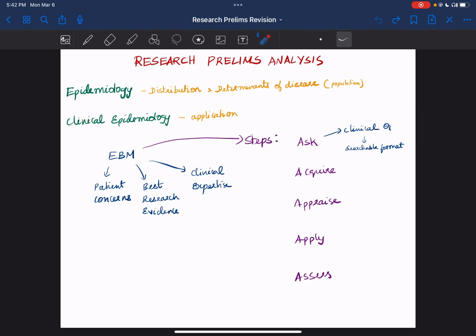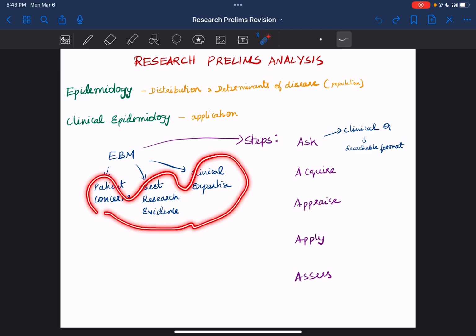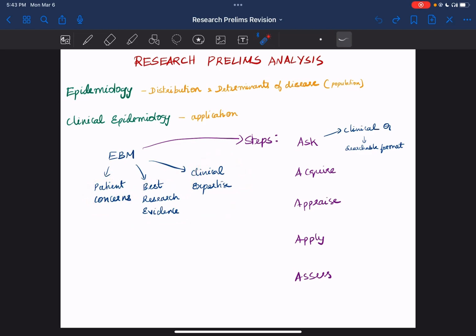Now, there is this method called evidence-based medicine. Okay, this evidence-based medicine is based on three factors: patient concerns, best research evidence that is available, and then clinical expertise. When we apply all these three together, that is called evidence-based medicine. Now, in one of the evaluation exams, there was a question asking which one of the following is not a factor in evidence-based medicine. And one of the options was social concerns. So in these three, you don't see social concerns, right? So obviously that is the exception.